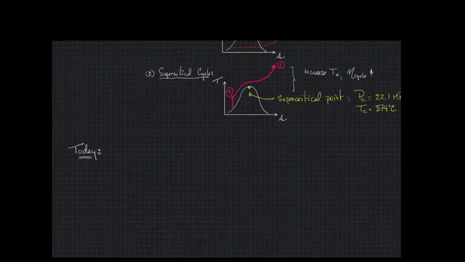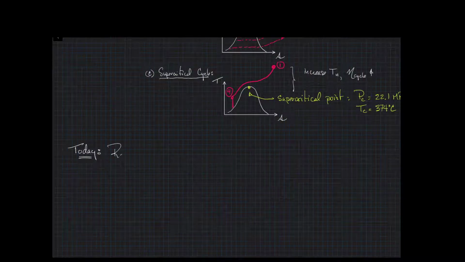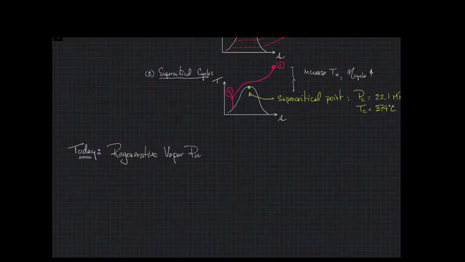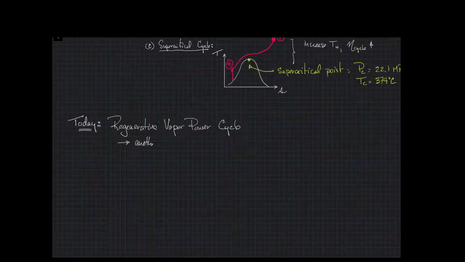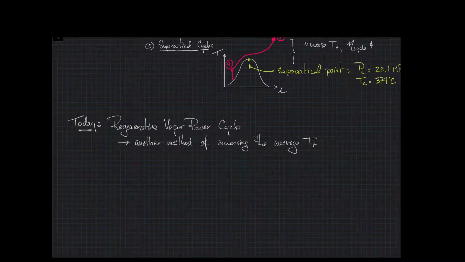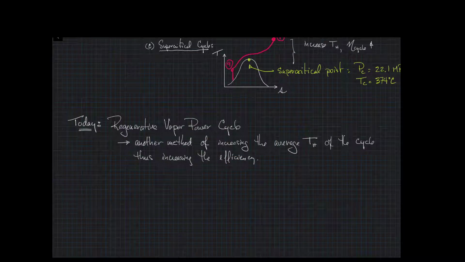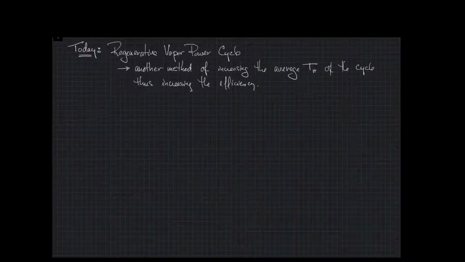All right, so today let's talk about the regenerative vapor power cycle. Another method of achieving the same thing, namely to increase the high temperature reservoir temperature for the purpose of increasing the cycle efficiency. So this is another method of increasing the high temperature reservoir temperature, as I said. Write that down. Very important. This is the means with which most power cycles' efficiency gets increased.